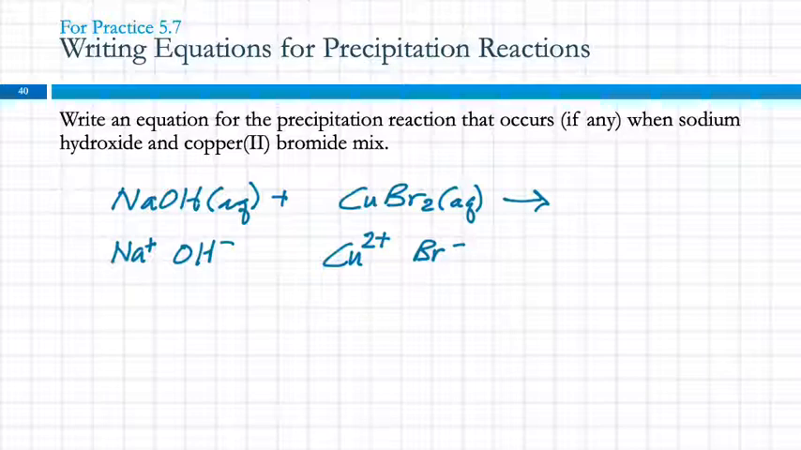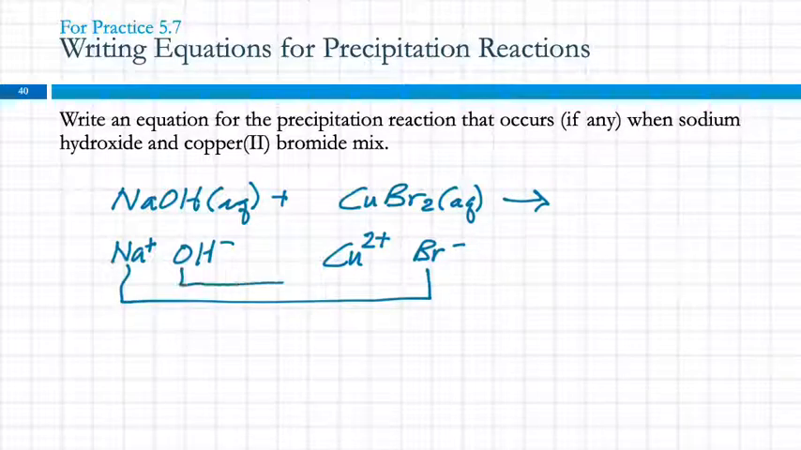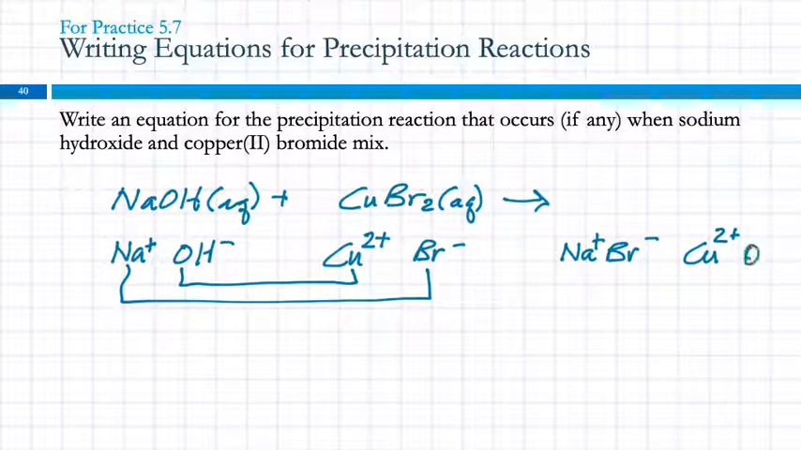So now what I want to do is swap partners. These two couples came to the party and they're friends and all, but we're going to see if anybody gets into a real relationship. So we'll see how sodium and bromide get along, and how copper 2 and hydroxide. Well, sodium bromide, soluble or insoluble? Soluble. Sodium compounds are always soluble.